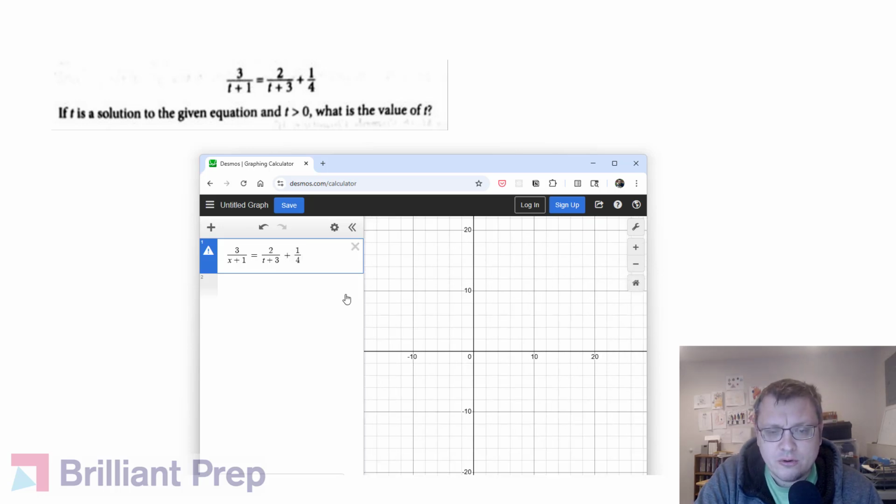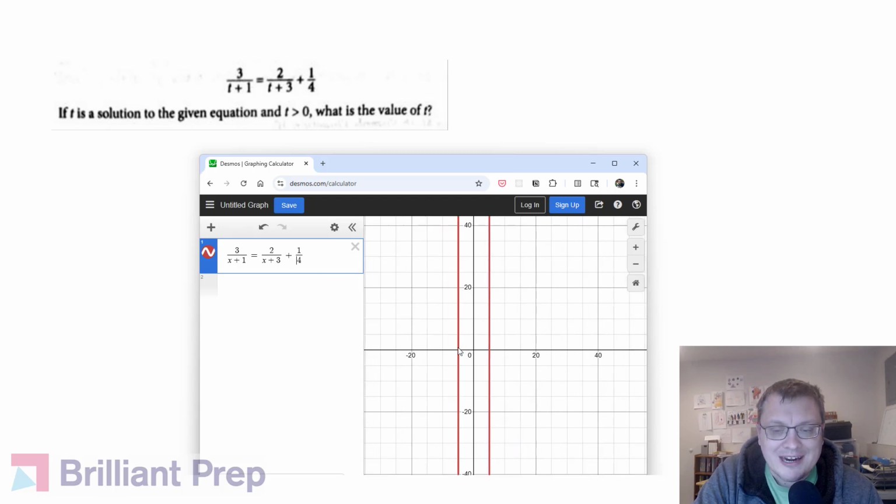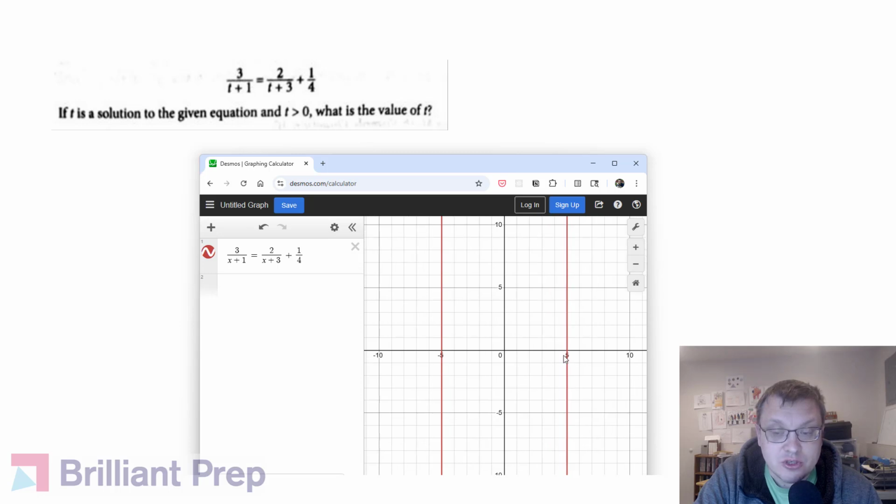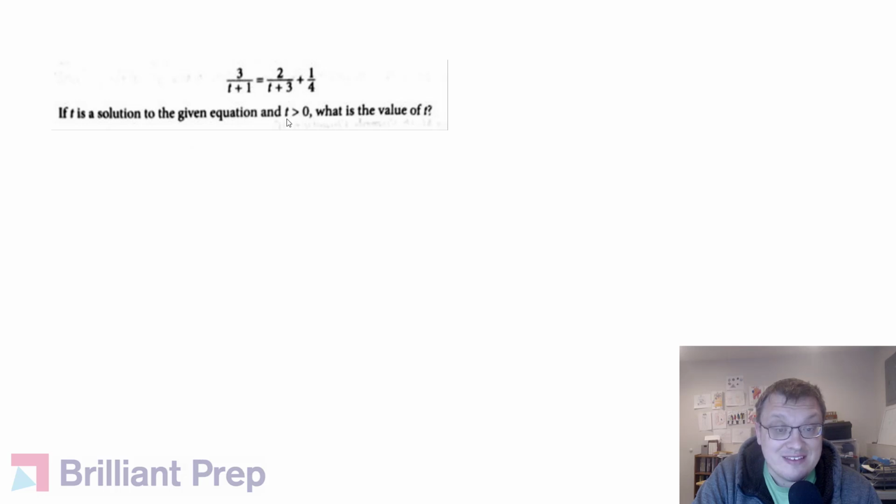Now remember, oops, let me make this X. When you put an equation into Desmos like this, where you have X's on both sides and no Y, you're not going to actually get the graph of the function, but you will still get the solution. So where these lines intersect the x-axis are actually going to be your solutions to this system. And so we can see negative 5 and 5. And since t has got to be positive, we know the answer has got to be 5. And so you can put that in, you're good to go.